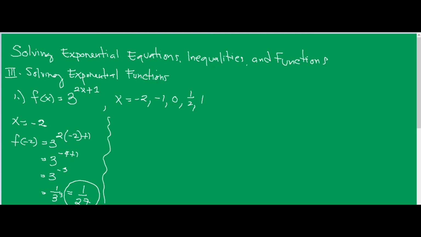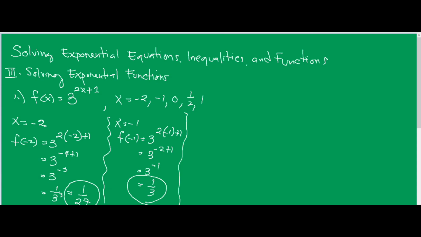How about x equals negative 1? Again, f of negative 1 is equal to 3 raised to 2 times negative 1 plus 1. So, negative 2 times 1 is negative 2 plus 1. Negative 2 plus 1 is negative 1, or simply 1/3, and that's it. So f of negative 1 is 1/3. How about 0? So x equals 0.